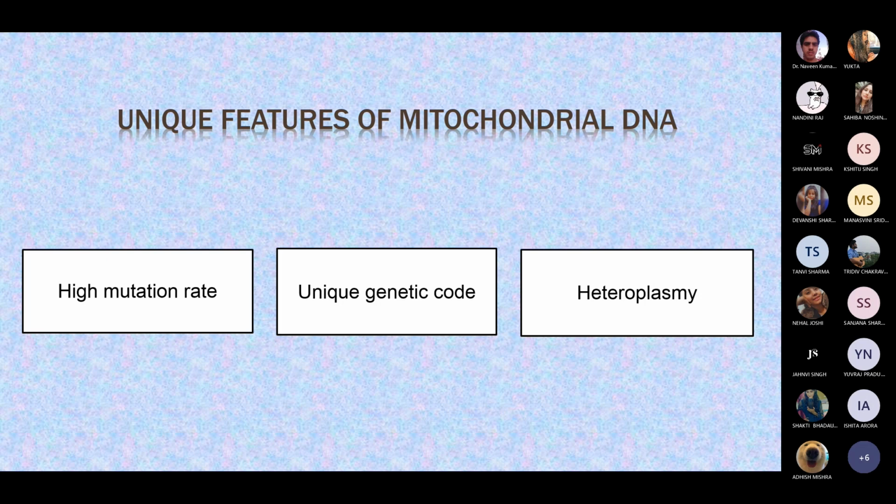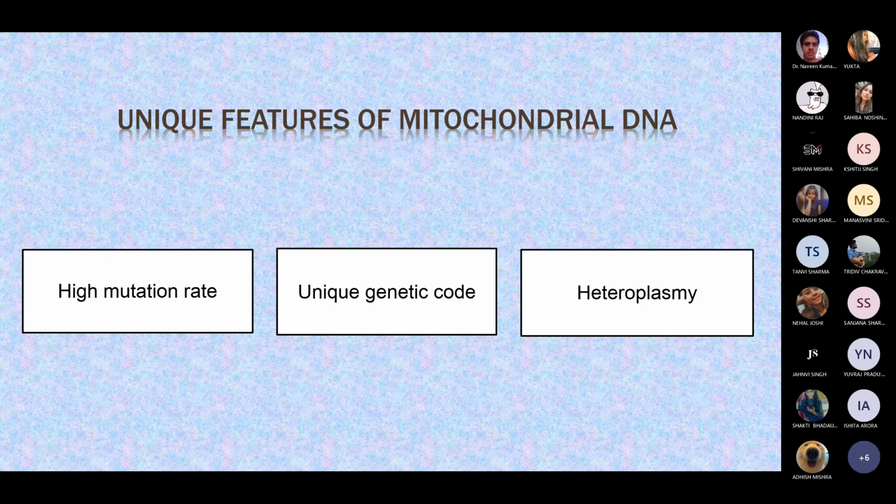So the mitochondrial genetic code differs somewhat from the code of the nuclear DNA or the chromosomal DNA. For example, in the mitochondria, the codon AUA codes for the amino acid methionine, whereas the same codon in the nuclear DNA codes for isoleucine. Similarly, the UGA codon codes for tryptophan and is not a stop codon as it is in the nuclear DNA or the chromosomal DNA.